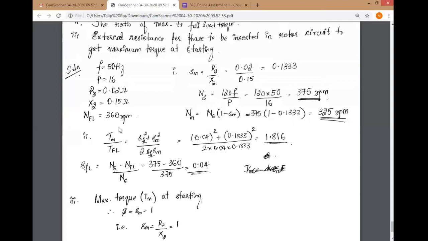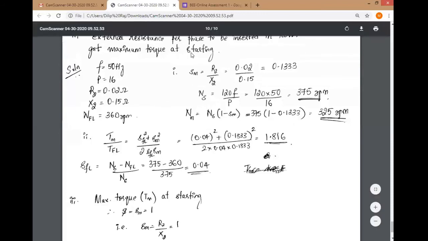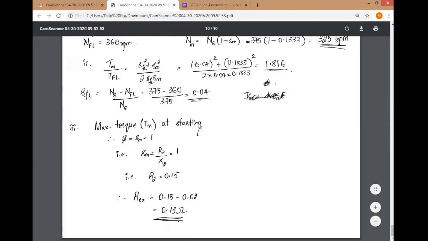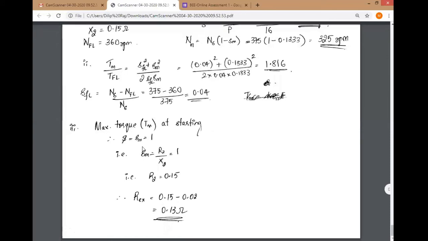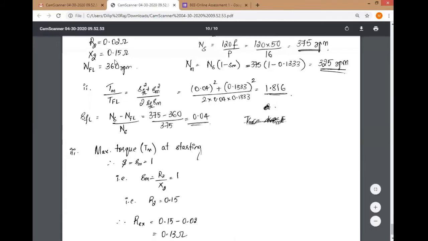The third part is the external resistance per phase to be inserted in the rotor circuit to get the maximum torque at starting itself. At maximum torque, we know S is equal to Sm, and if we want to achieve this at starting itself, then the Sm value should be made equal to 1. We know Sm is R2 by X2, which should equal 1. So R2 should be made equal to X2. The reactance value is given as 0.15.